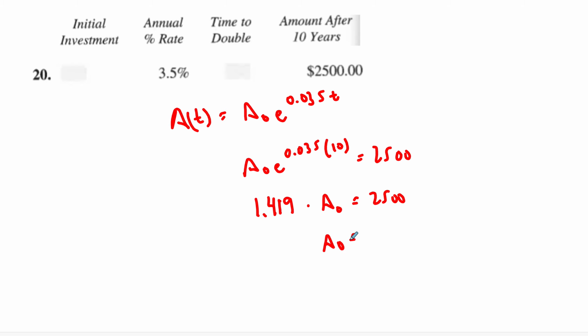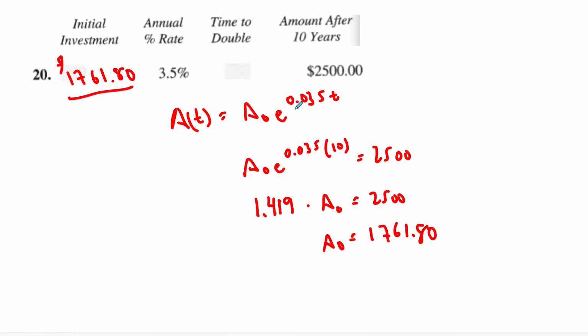which means if we divide both sides, 2,500 divided by 1.419, we get an initial investment of $1,761.80. The reason I'm doing that is because it's an actual dollar amount. Okay? That's good because it's less than after 10 years, so it went okay.